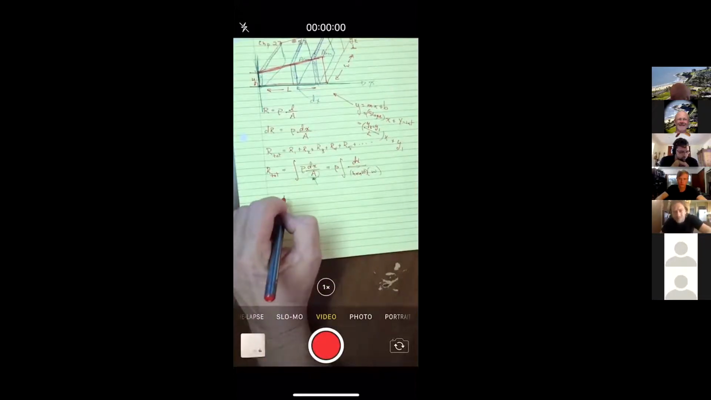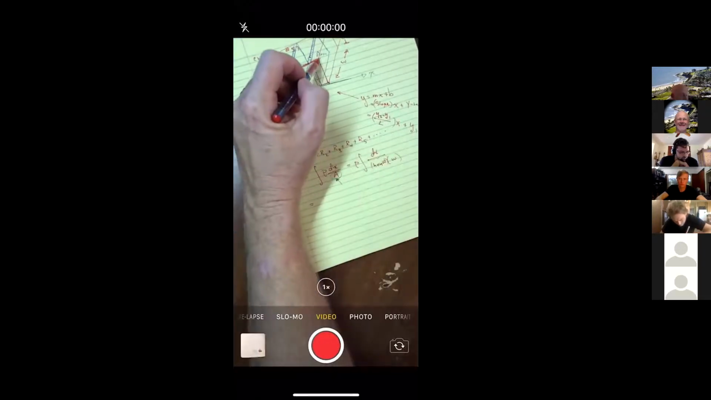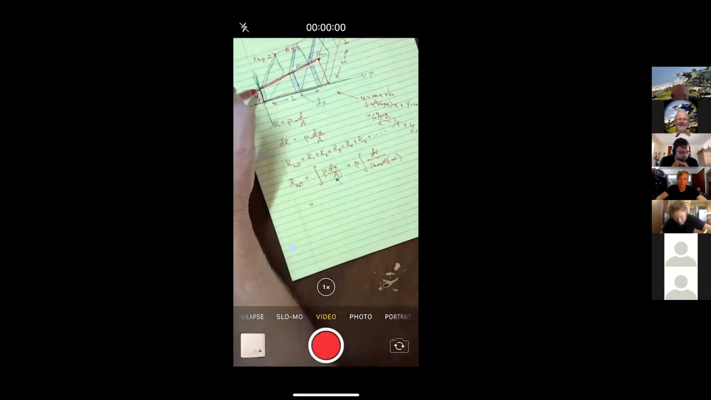What did you say the rise was? The rise is the difference between this height at the end and this at the beginning. So, okay, y2 minus y1. Got it. Thank you.